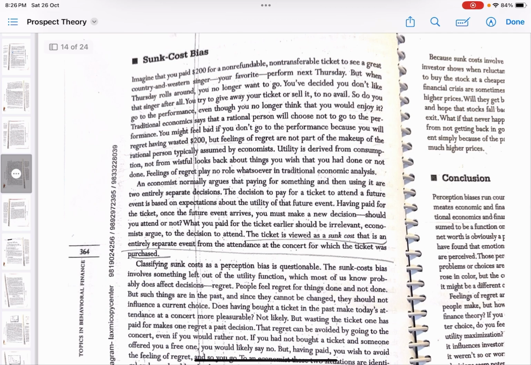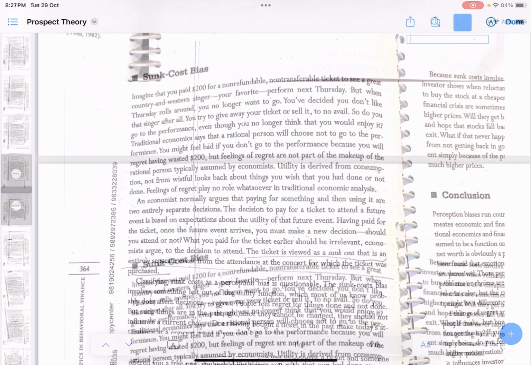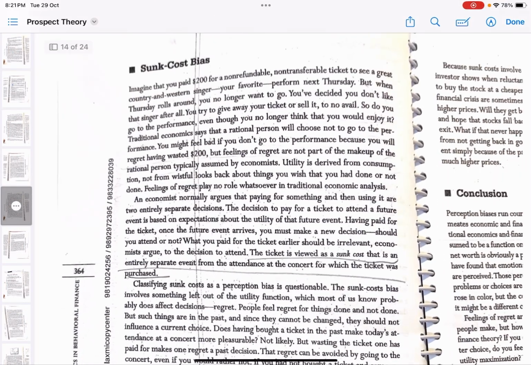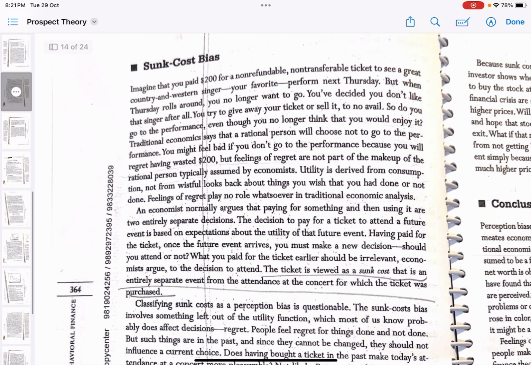So until now, we saw three perception biases. The first was saliency, and then we saw framing, and then we saw anchoring. Now you are going to see sunk cost bias. Now we are going to start with what is sunk cost bias.